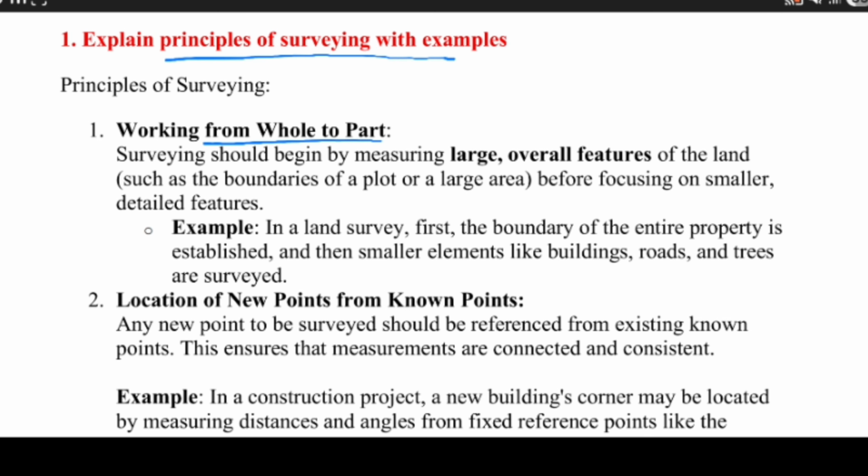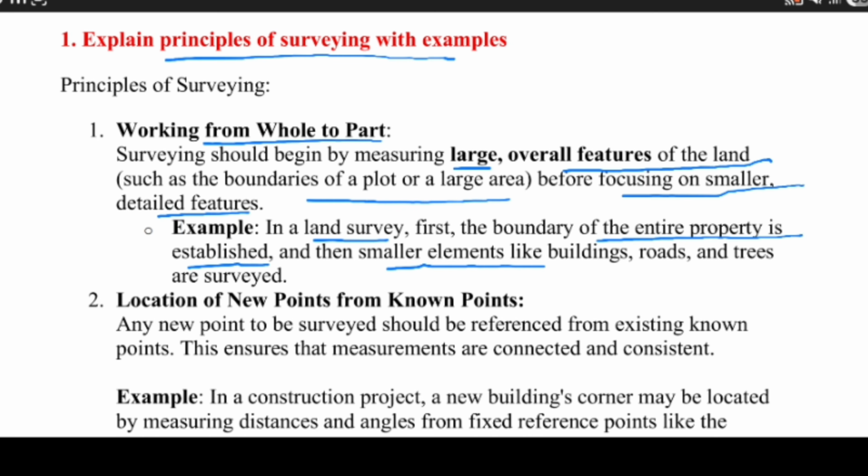When you start surveying, you have to measure the large, overall features of the land, such as boundaries and large areas, and then divide into detail about the small areas. For example, in land surveying, first we have to fix the boundary for the entire property. Then we divide it into small elements in the property like buildings, roads, trees, and whatever we require for the particular part of the surveying.